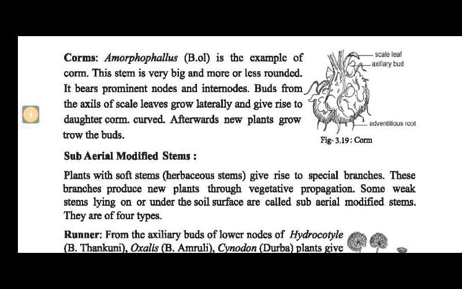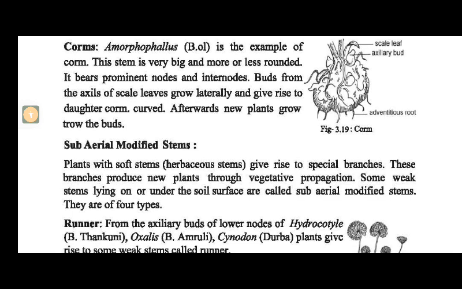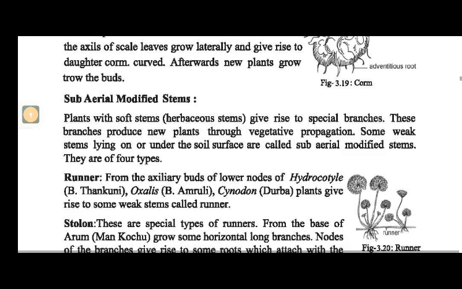Corms. Amorphophallus is an example of corm. This stem is very big and more or less rounded. It bears prominent nodes and internodes. Buds from the axils of scale leaves grow laterally and give rise to daughter corms. Afterward, new plants grow through the buds.